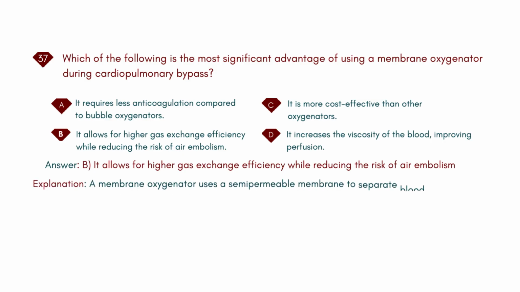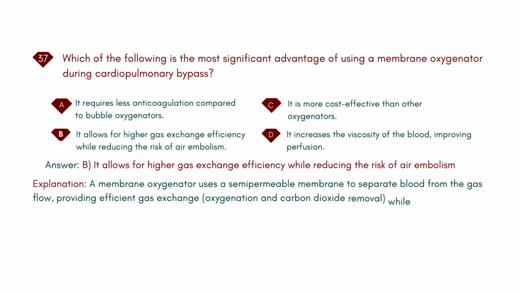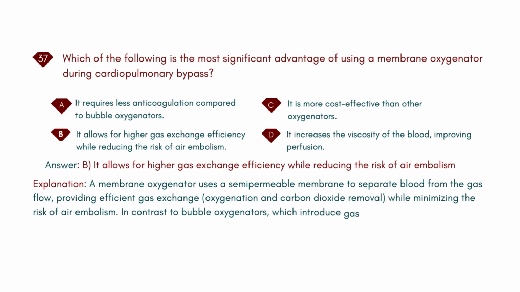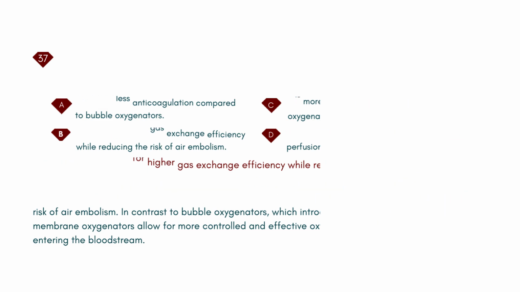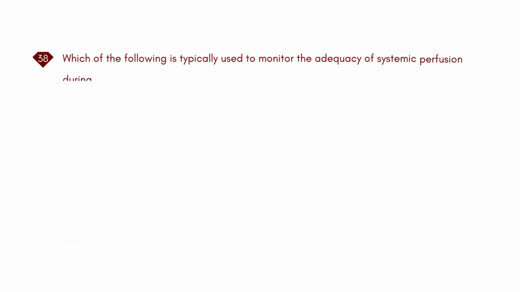Explanation: a membrane oxygenator uses a semi-permeable membrane to separate blood from the gas flow, providing efficient gas exchange, oxygenation and carbon dioxide removal, while minimizing the risk of air embolism. In contrast to bubble oxygenators, which introduce gas bubbles into the blood, membrane oxygenators allow for more controlled and effective oxygenation with a lower risk of air entering the bloodstream. Which of the following is typically used to monitor the adequacy of systemic perfusion during cardiopulmonary bypass?